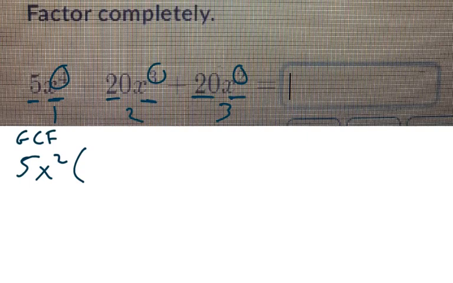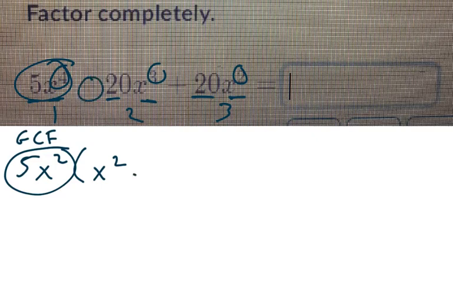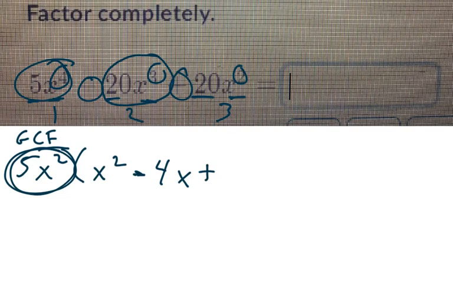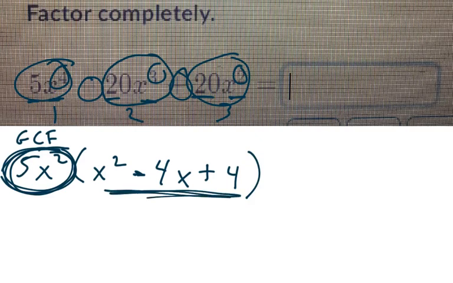Let's finish it up. x squared times 5x squared is 5x to the 4th. We have a minus there. 4x times 5x squared is 20x cubed. We have a plus there. 4 times 5x squared is 20x squared. Now, guys, sometimes we're done, but look at that right there. I can do an x on that.